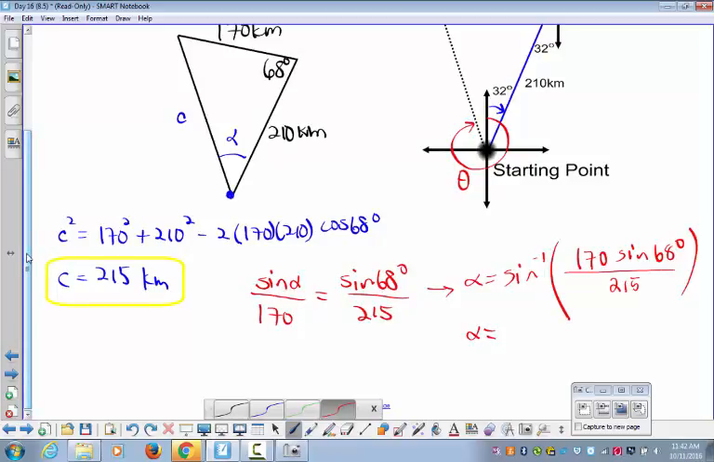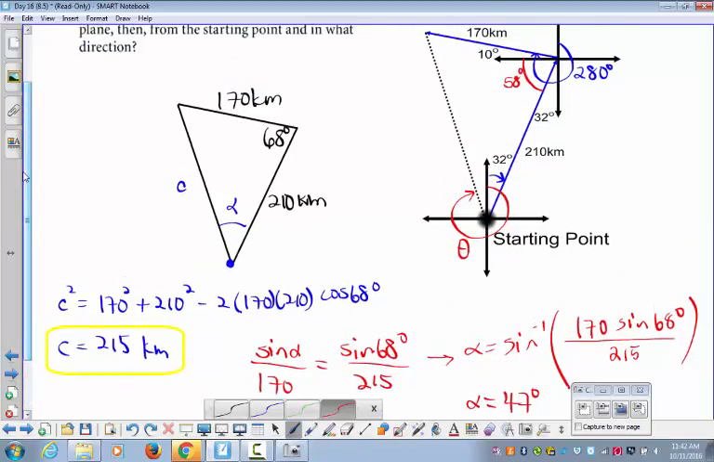47 degrees, thank you. All right, so alpha is 47. So when we look at that right here, what we really need is this little angle there. If we knew that angle, then the direction of the plane would be 360 minus that little angle. And that little green angle right there is going to be angle alpha minus 32.